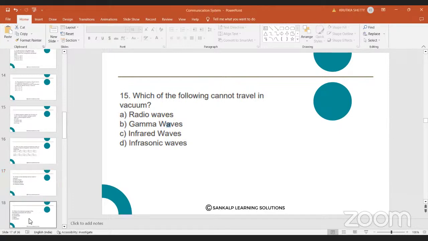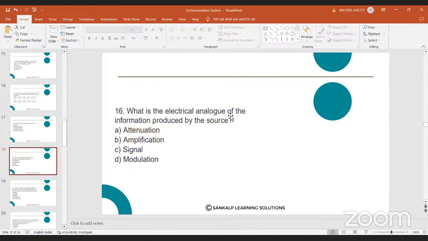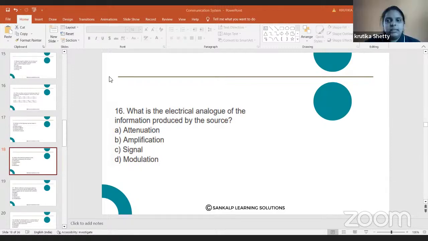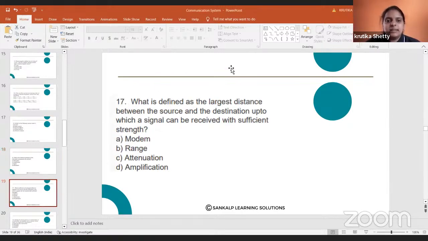Then the next question. What is the electrical analog of the information produced by the source? Attenuation, amplification, signal, modulation. Yes, Akash is saying option C. Sinchana, Damini. Yes, correct. That is signal. The answer is signal here. So the electrical analog of the information produced by the source is called the signal. So these are simple questions on the communication system.